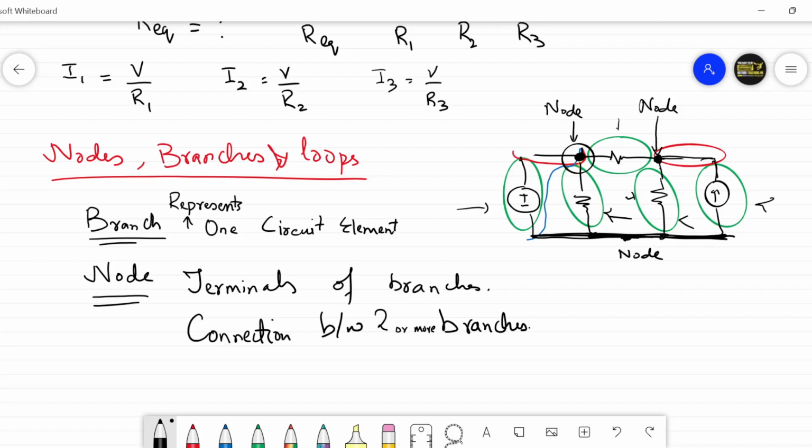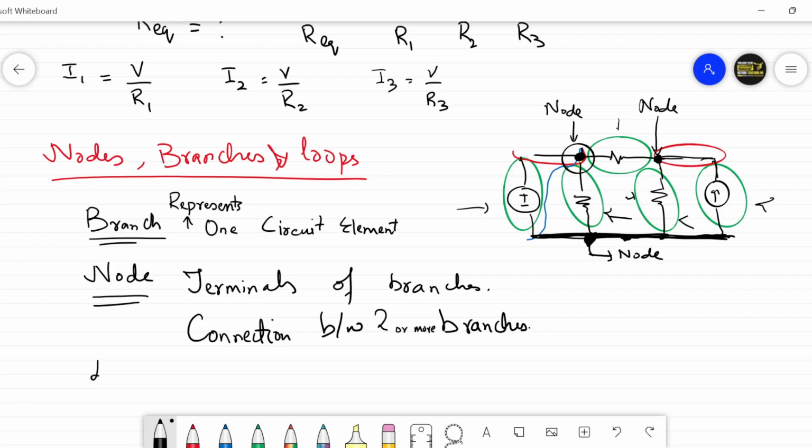So you can say this complete wire, or it can actually be only one single point, is also a node. You can draw that node at any place. We can say this particular point is a node as well. Fine. So in this particular circuit, you are seeing there are five branches and there are three nodes.